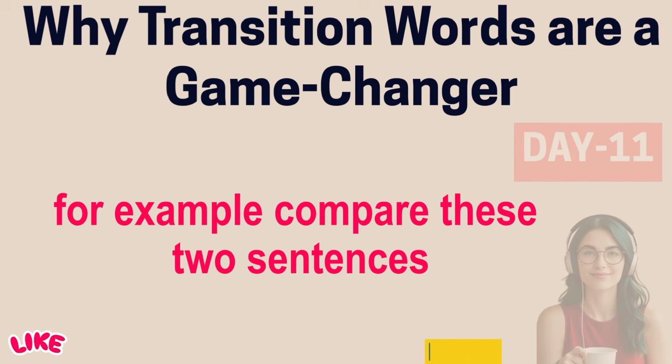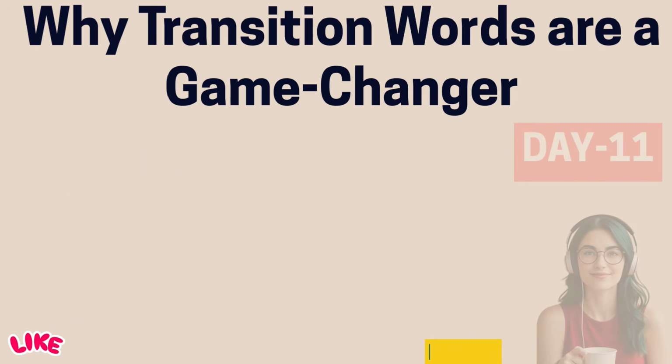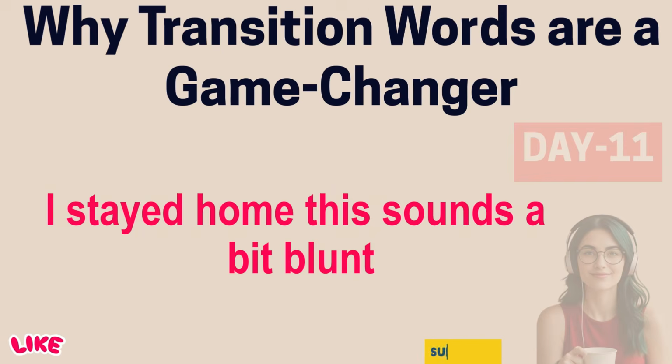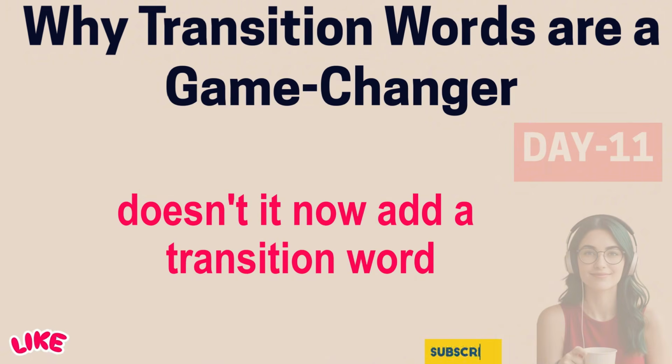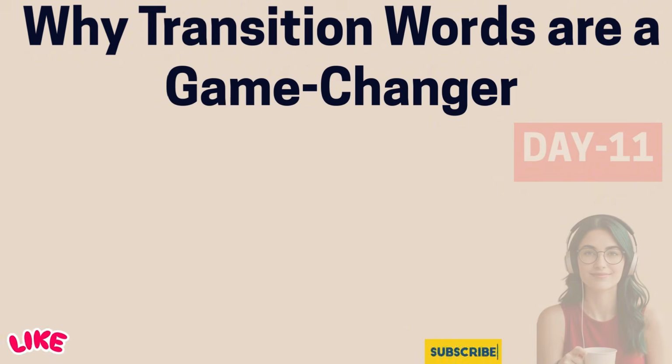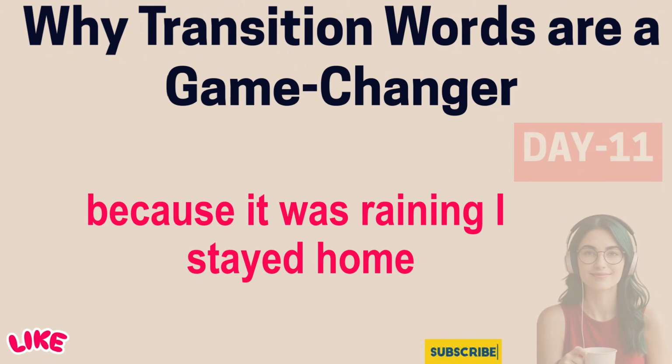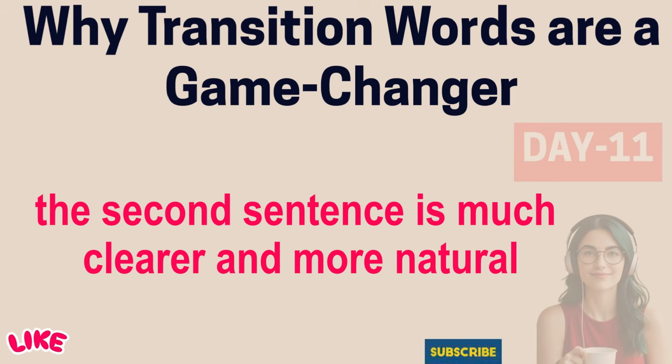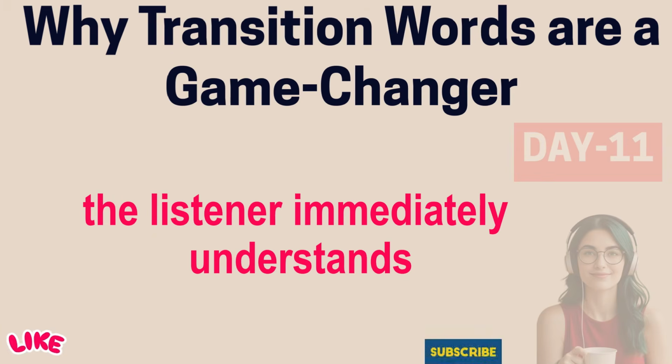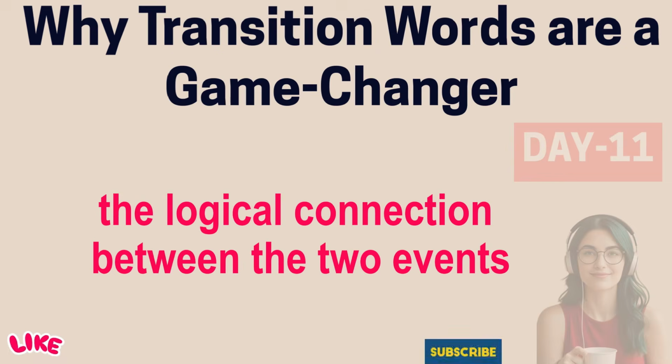For example, compare these two sentences. It was raining. I stayed home. This sounds a bit blunt, doesn't it? Now add a transition word. Because it was raining, I stayed home. The second sentence is much clearer and more natural. The listener immediately understands the logical connection between the two events.